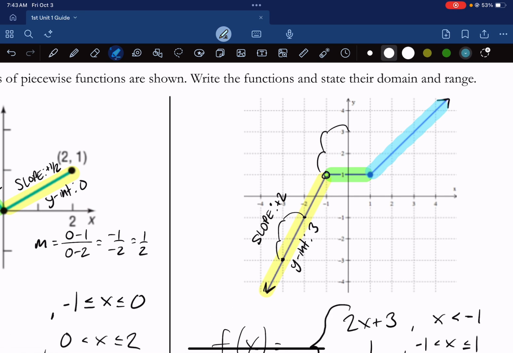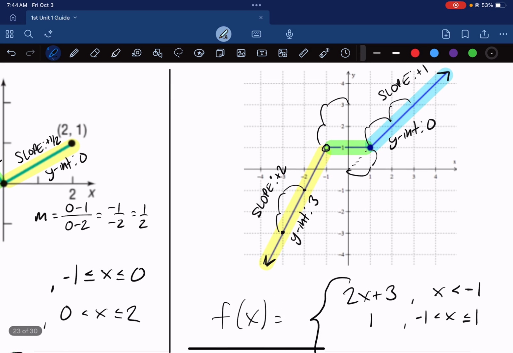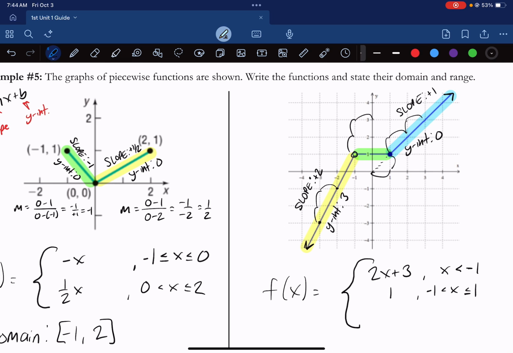Got this last piece right here. The first thing I need to do is find my slope. So I'm going to pick a point. I go up 1 over 1, up 1 over 1. So I see that this slope is +1. And if I were to extend that line back to my y-axis to see what the y-intercept is, I go down 1, left 1, and I would see that the y-intercept is actually 0. So this is just the line y equals 1x plus 0, which is just x.